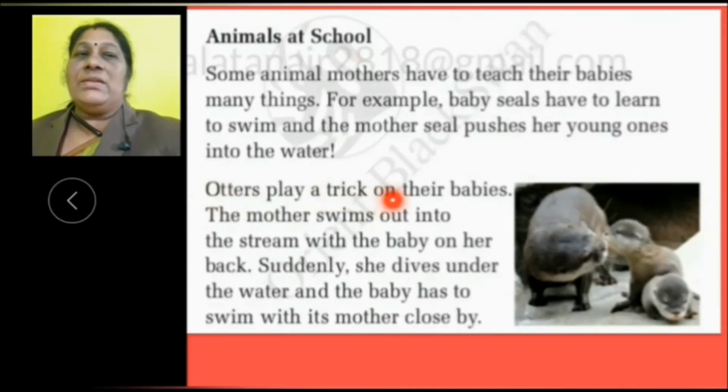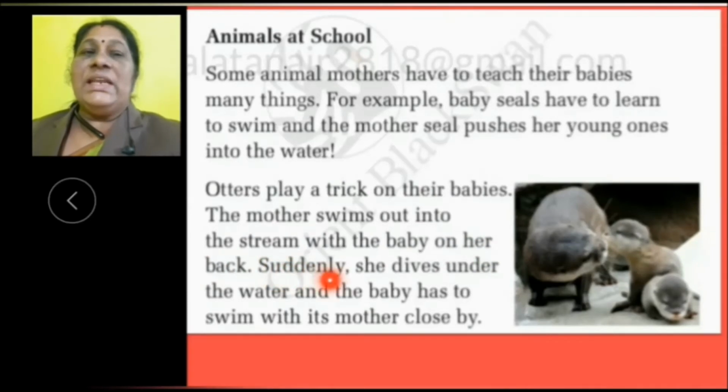Otters play a trick on their babies. The mother swims out into the stream with the baby on her back. Suddenly she dives under the water and the baby has to swim with its mother close by.